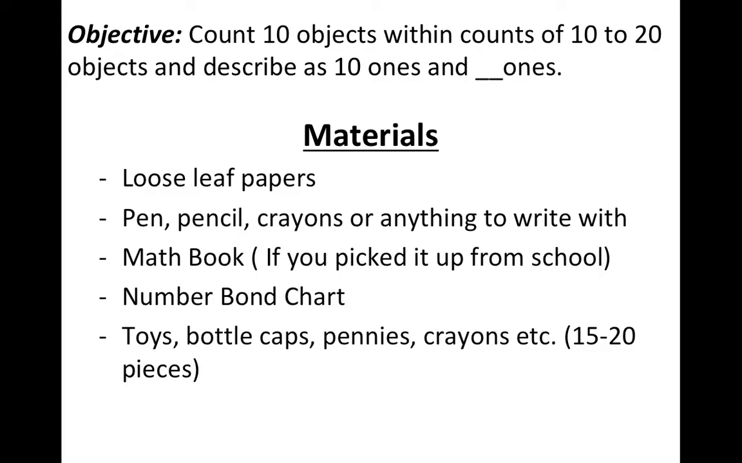What you'll need for today's lesson is loose leaf paper. You'll need something to write with. You'll need your math book. Remember, it's Module 5. We are done with Module 4, so make sure you are taking out the right book. If you don't have it, that's okay. You'll take out your number bond chart. You'll take out some materials, about 20 pieces, because all this time we've been working with materials 1 through 10. Now we're getting to be working with numbers that are higher than 10.